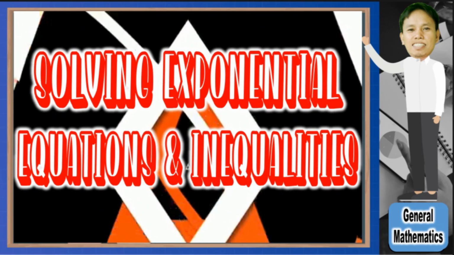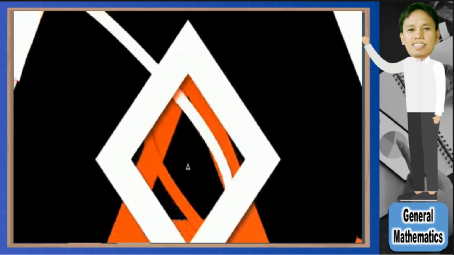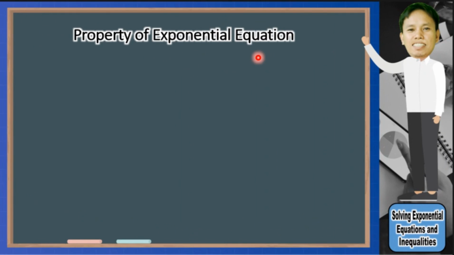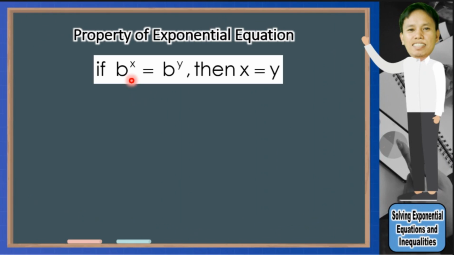Today, I am going to present solving exponential equations and inequalities. To do that, we need to talk first about the property in solving exponential equations and inequalities. The property of exponential equation states that if b to the power of x is equal to b to the power of y, then the exponent x is equal to y.